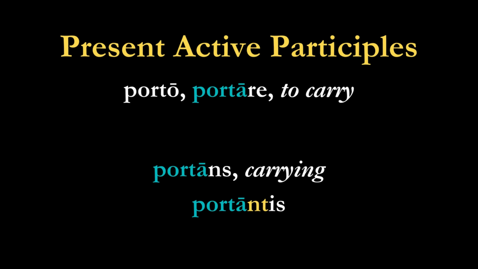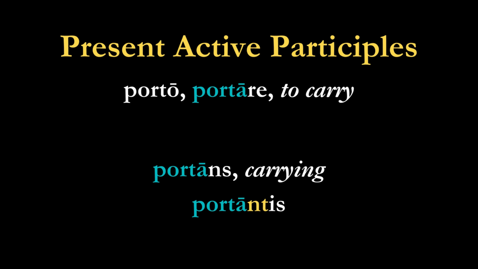So here's an example. If I had porto portare, to carry, I would start with porta. I take portare and I drop the RE. So I have porta and I add NS. Portans means carrying. That's the nominative singular participle form. For everything else, I add NT. So portantis is porta, which is my present stem, plus NT, plus my ending. IS is the genitive singular third declension adjective ending. So I just go down the line from there.